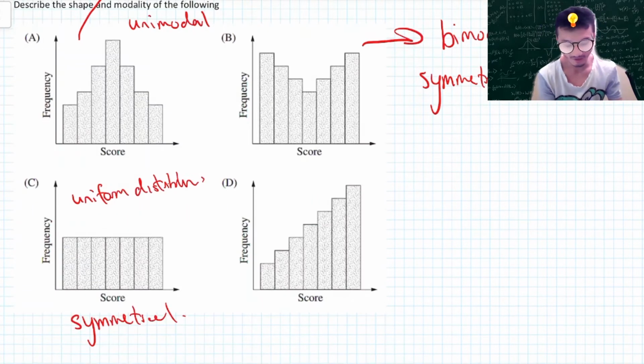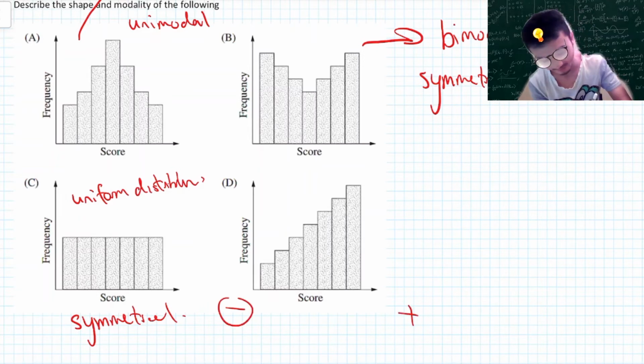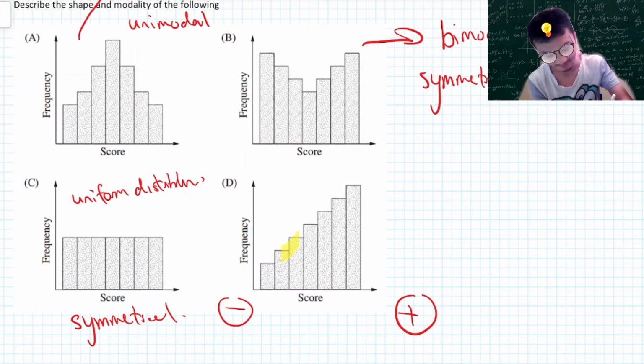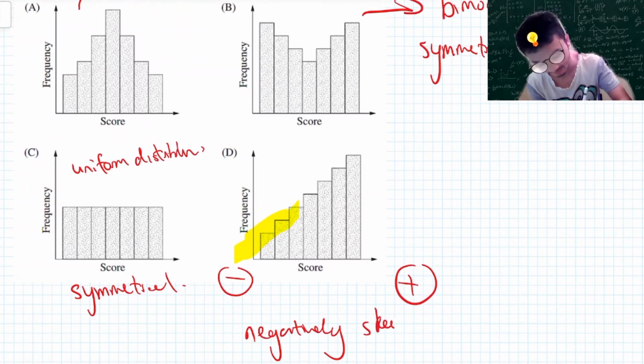Okay. And last but not least, we've got this guy over here. So remember, draw up your negative and positive signs again, just to work out where the tail end is. And the tail end is over here, right? So that's going to be negatively skewed. And there's only one peak, so then that's just unimodal.